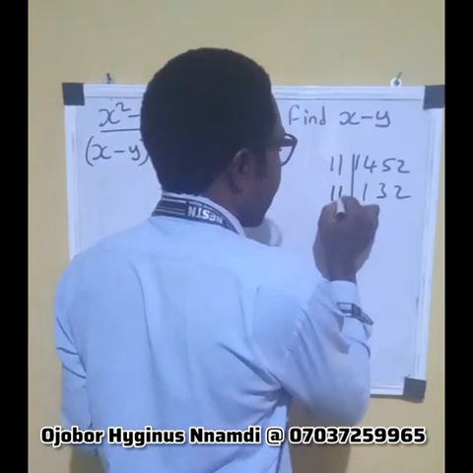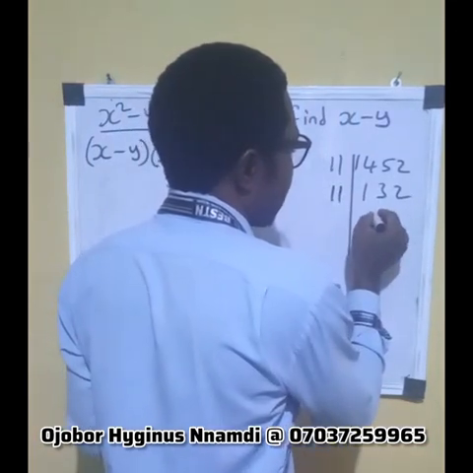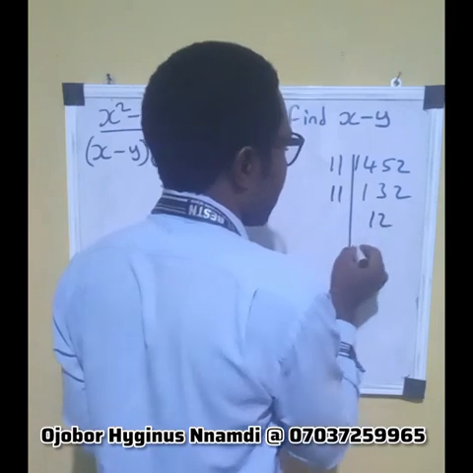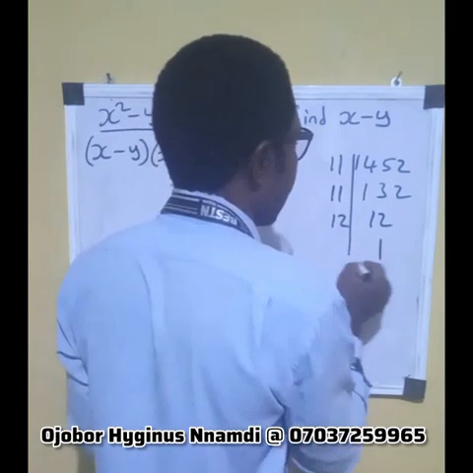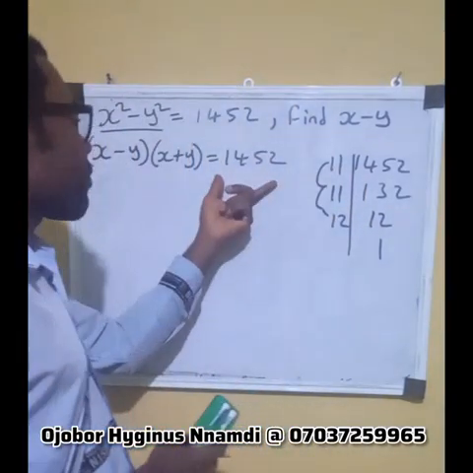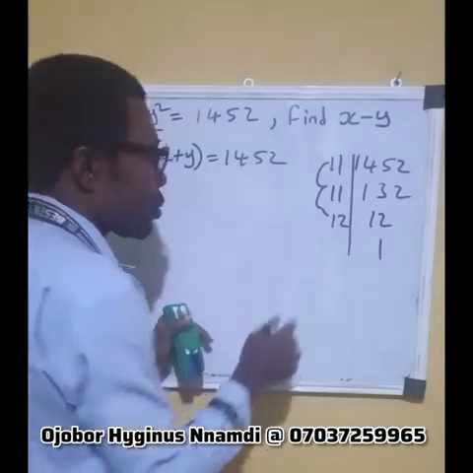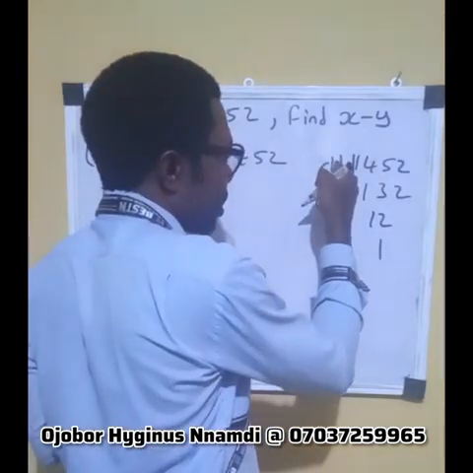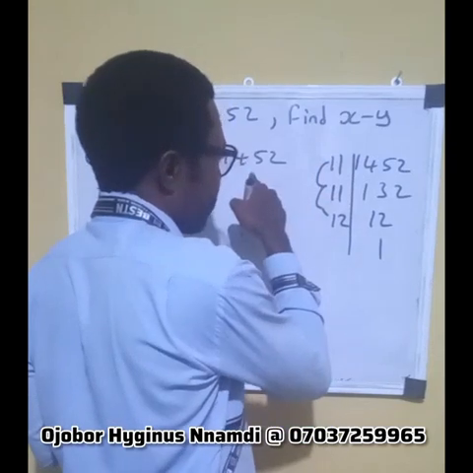So 11 divided again gives us 12. 12 gives us 1. So these are the three numbers, the factors of 1452. If you multiply these three things, you get 1452.